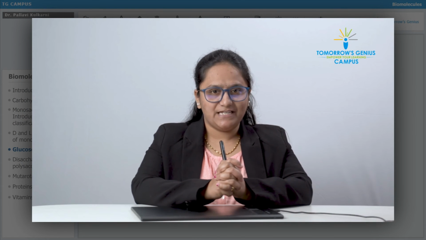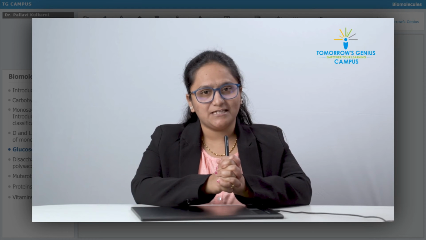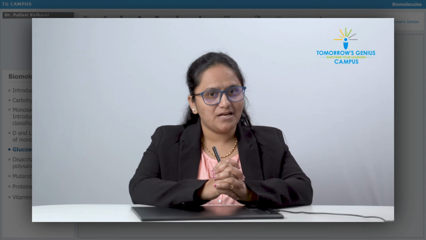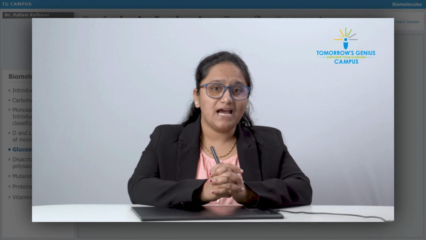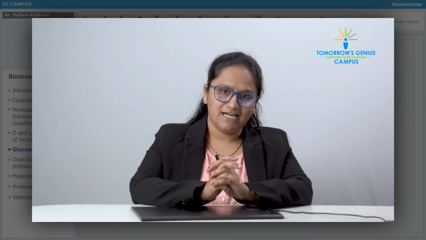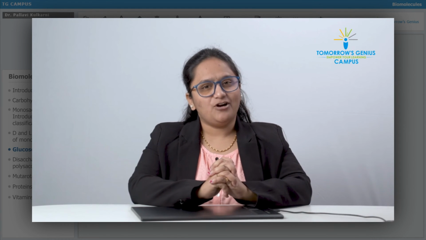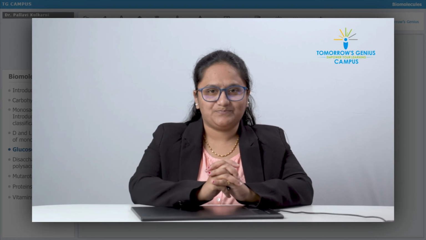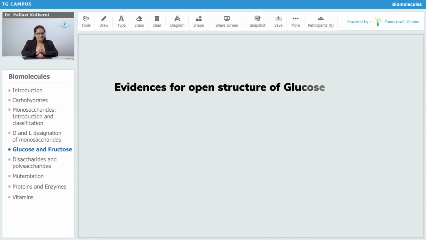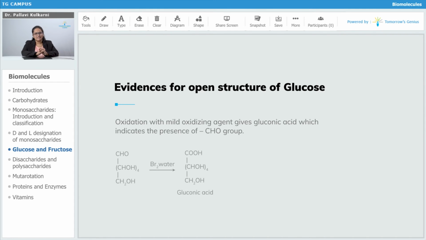So we have studied that glucose has 6 carbon atoms and it has a carbonyl group. But a carbonyl group can be anything. It can be an aldehyde or a ketone. So we have to find out whether it is an aldehyde or a ketone. For that purpose, we can carry out reactions which are discussed further. The first evidence is the oxidation of the glucose molecule by a mild oxidizing agent, for example, bromine water. You can see the reaction.